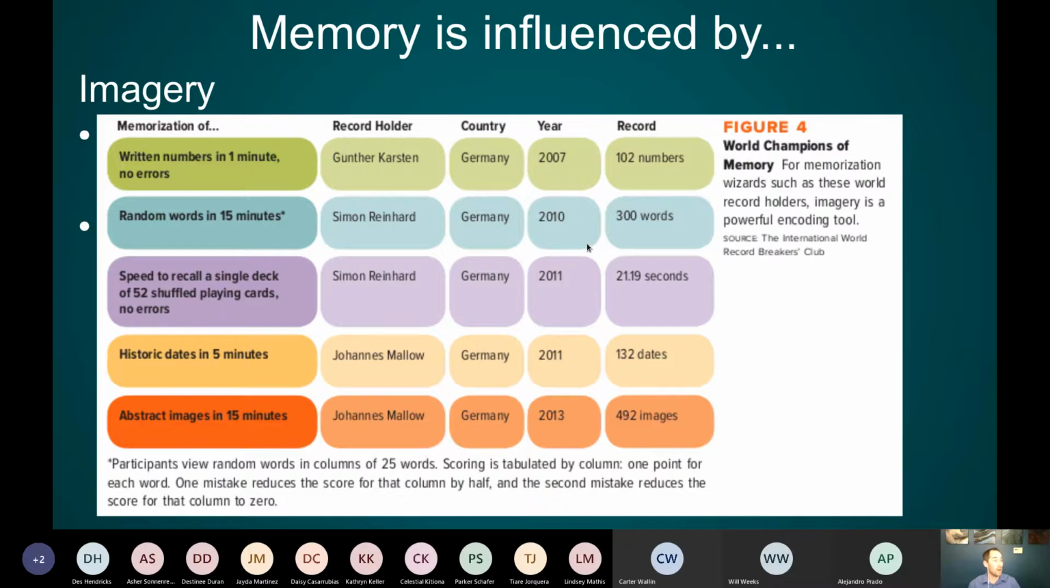So with that, a lot of the people who hold the world records for remembering random words or historic dates or abstract images, they use imagery to remember them. So here are some of the record holders and what the records are for, like random words in 15 minutes. Okay, so this one is real words.